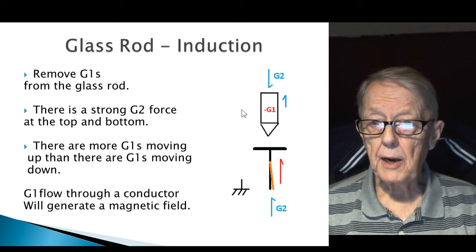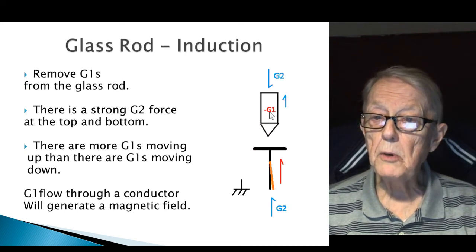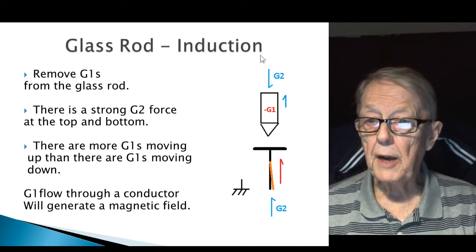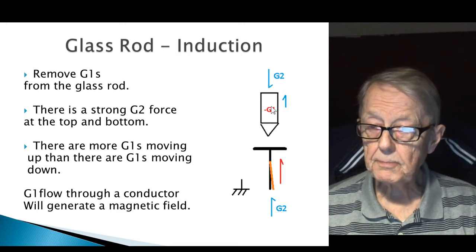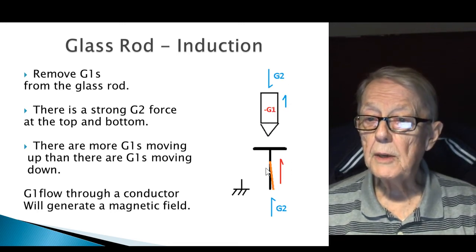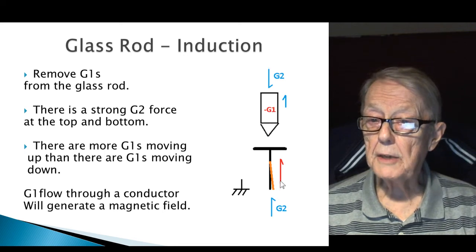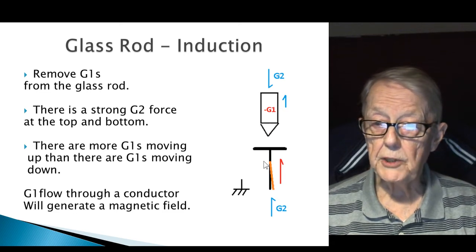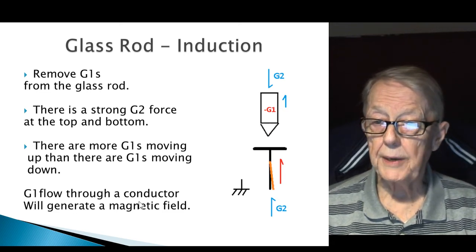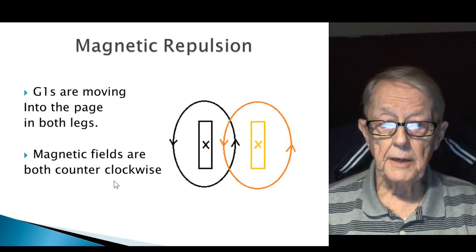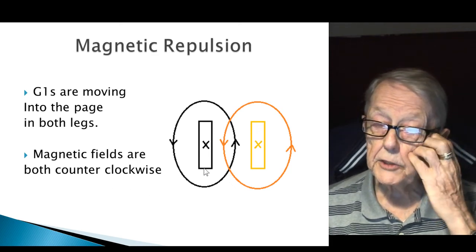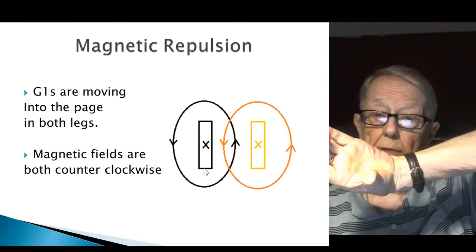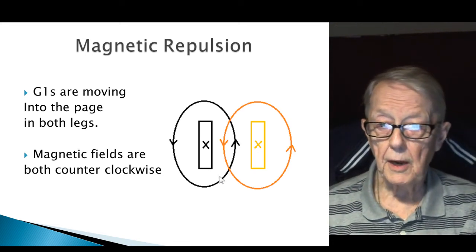If you use a glass rod, when you charge a glass rod, you are removing G1s, and you get the same thing all over again. You get G1s flowing either direction because of these forces. But there are more G1s in the electroscope than there are in the glass rod, so there's more flowing up than there's flowing down, and hence, again, you have flow of G1s through the electroscope, and it will generate a magnetic field. And in this case, the G1s are flowing into the paper, and when they flow into the paper, you'll see that using the left-hand rule, they're counterclockwise.